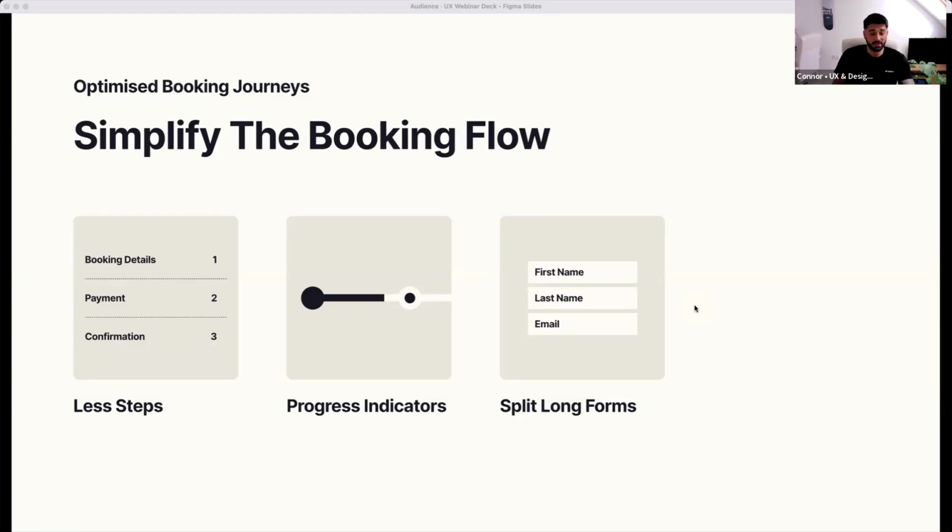And the other technique I have is splitting out long forms. I think we've all been there when we're making a booking and we come across a form and it's just fields and fields and fields of different content to collect, and it becomes a massive drag. Of course, we need to collect the content that we need to collect, but splitting out a form into different steps or bite-sized chunks helps the user to process the information a little bit more effectively, and again reduces the drop-offs.